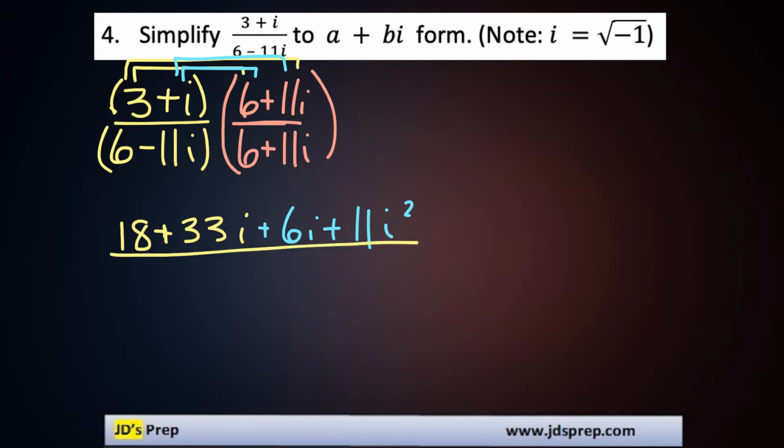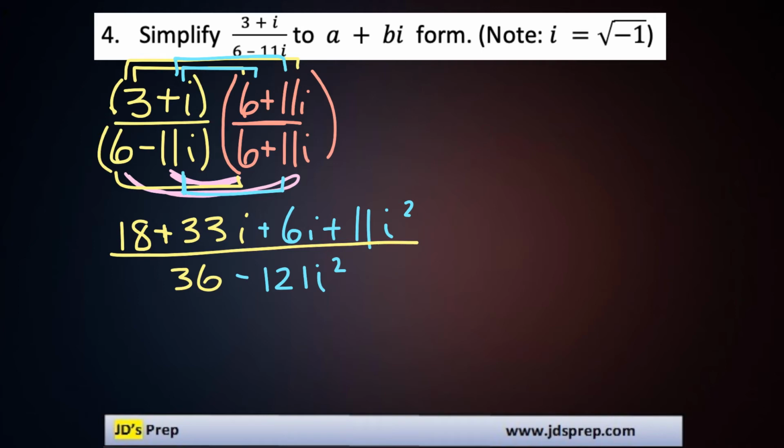Great. In our denominator, now the whole reason we multiply by the conjugate here is that if we were to do FOIL, the two middle terms here would cancel out, meaning we would have negative 66i and positive 66i, and those would cancel out. So really, our denominator is just going to be 6 times 6, which is 36. And then if we multiply a negative 11i times positive 11i, we get negative 121i squared.